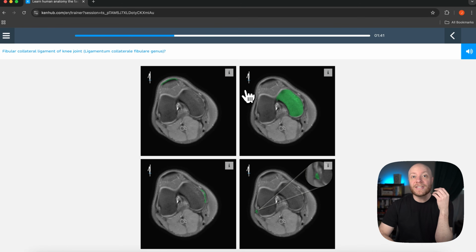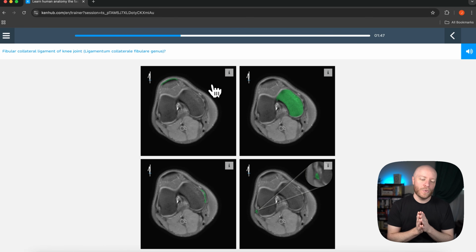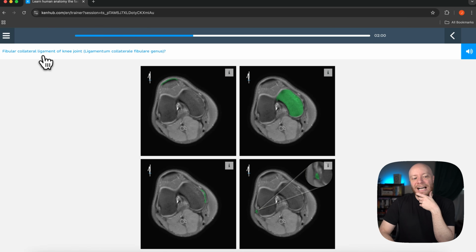So we know this is obviously going to be in the knee. The question then becomes, and this is something I recommend every single one of you do if you are encountering an image that you're not 100% sure on what you're even looking at, is to orient yourself as much as possible. I want to discover where anterior, posterior, lateral, and medial are, because the fibular collateral ligament is the LCL, the lateral collateral ligament. So if I can figure out what's the lateral side, that's going to be super helpful.